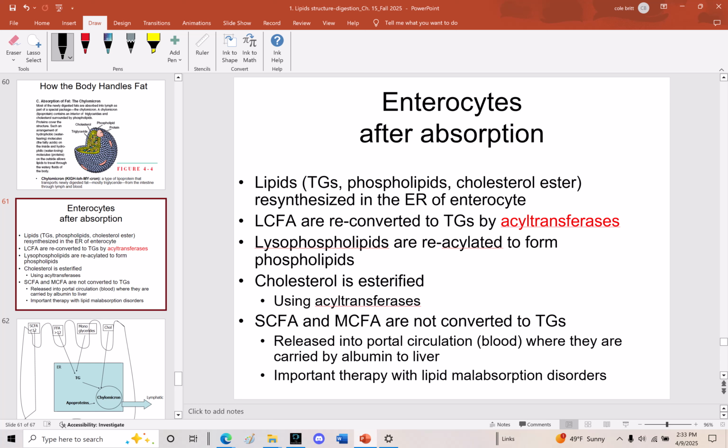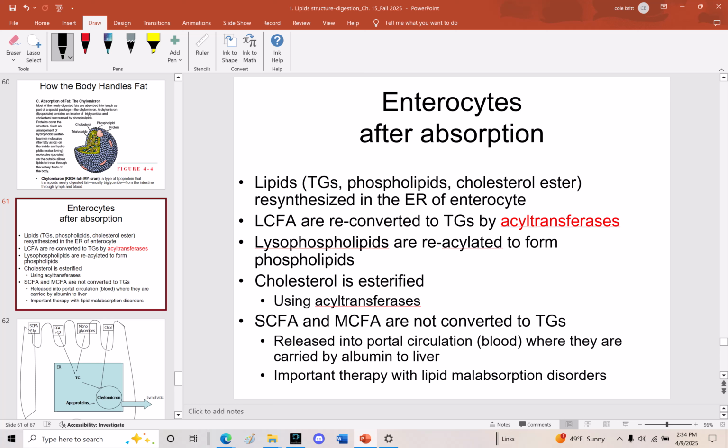But the LCFA, LC just stands for long chain. FA is fatty acid. FA is always fatty acid. LC just means long chain. Medium chain would be MC. Small chain would be SC. So LCFA is long chain fatty acid, MCFA would be medium chain fatty acid, SCFA would be short chain fatty acid. But you're just going to remake them.